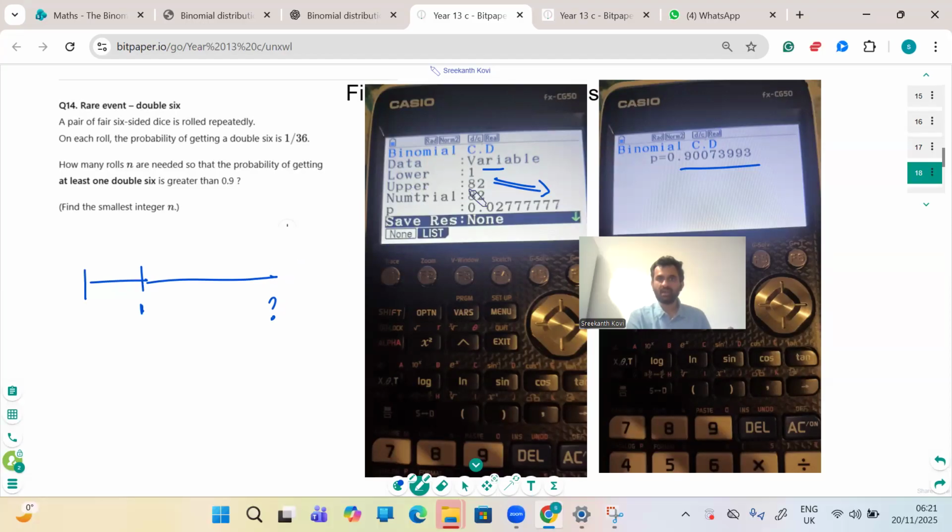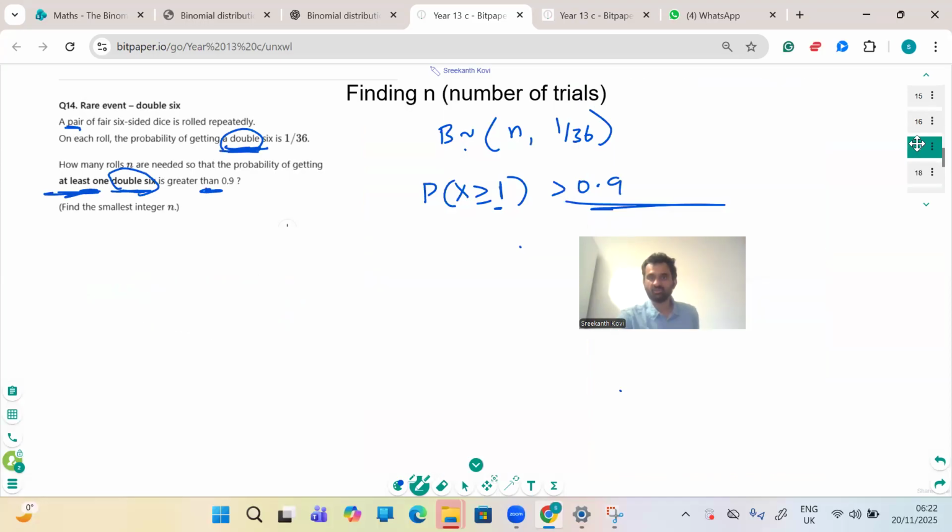So you keep upper and number of trials both exactly the same. And the probability 1 divided by 36 automatically converted into this decimal, and at this point it exceeded 0.9. That's what we are looking for. So it is 82. It is 82.